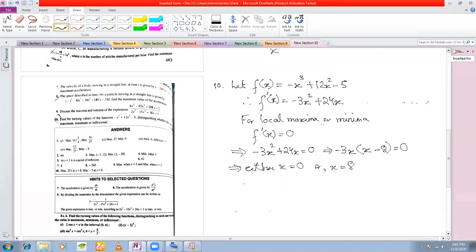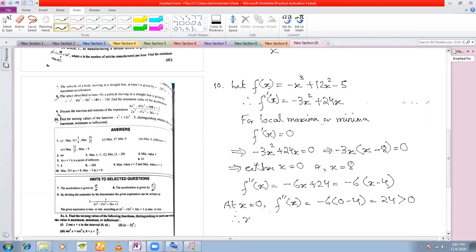Now we are going to check the second derivative. What is f double dash x here? f double dash x is minus 6x plus 24, which is minus 6 into x minus 4. At x is equal to 0, what is the sign of f double dash x? Minus 6 into 0 minus 4, so you get 24, which is greater than 0. Therefore x is equal to 0 is a point of local minima.